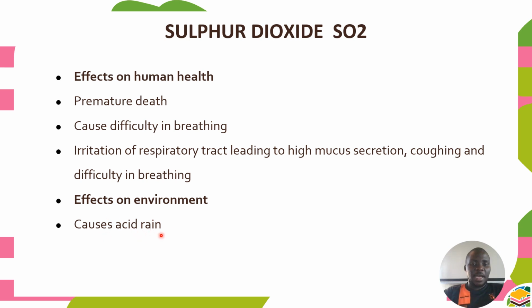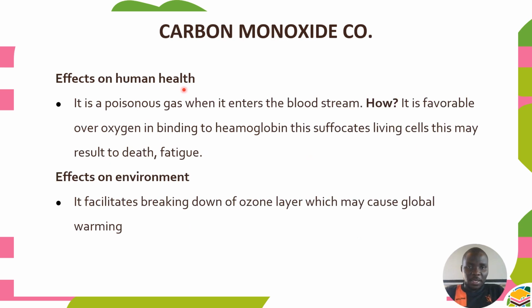It causes acid rains. What do we mean when we are saying acid rains? It means the gas escapes into the atmosphere and dissolves into raining water. The raining water which comes is acidic, known as acidic rainfall. Effects on human health, that is carbon monoxide. It's a poisonous gas when inhaled into the bloodstream. How is it poisonous?